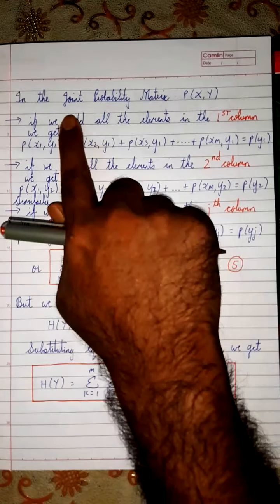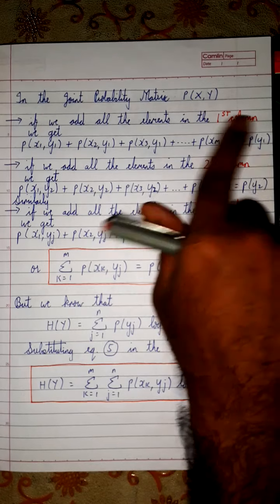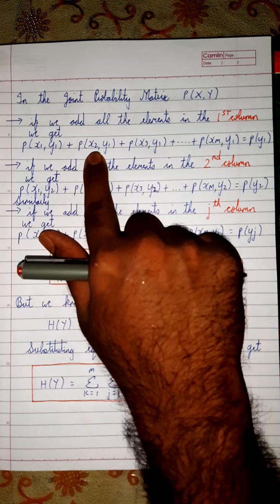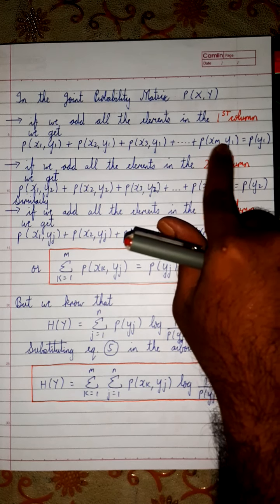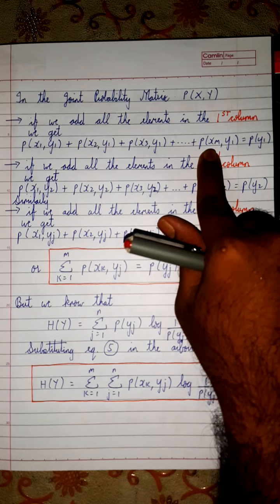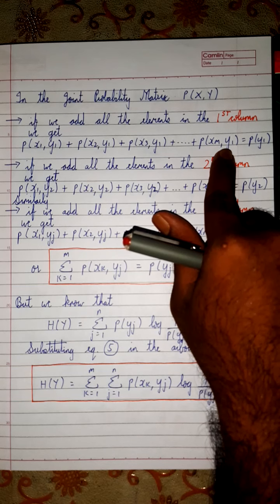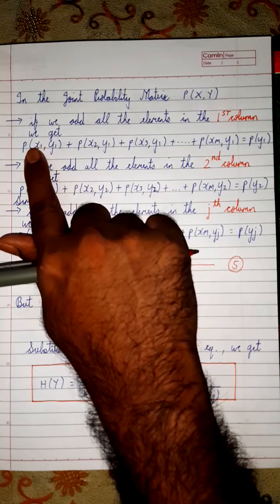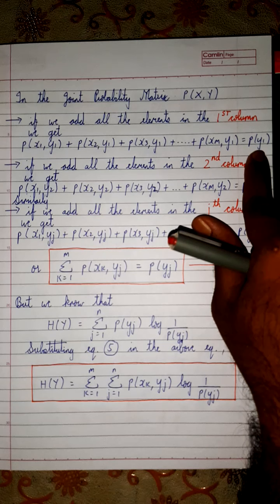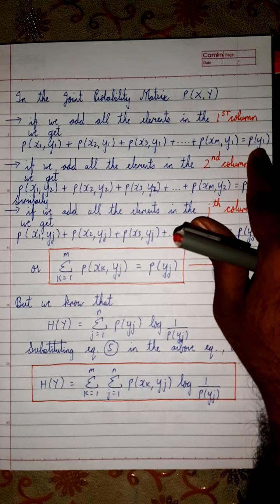So in the joint probability matrix p of xy, if we add all the elements in the first column, that is p of x1 y1 plus p of x2 y1 plus p of x3 y1 up to p of xm y1, because there are m transmitted symbols. Adding all the elements in the first column means the received symbol is constant and the transmitted symbol is varying from 1 to m. If I add all these elements, I will get the corresponding probability of that particular column, which is, here for the first column, p of y1.